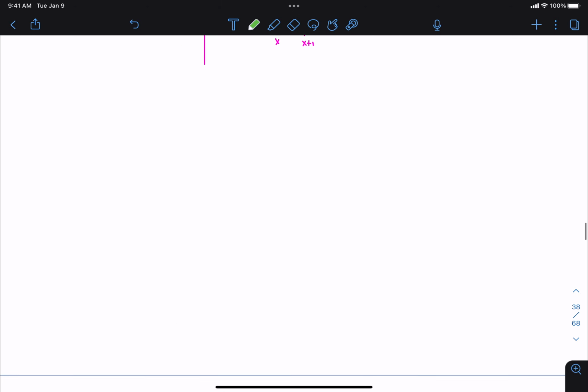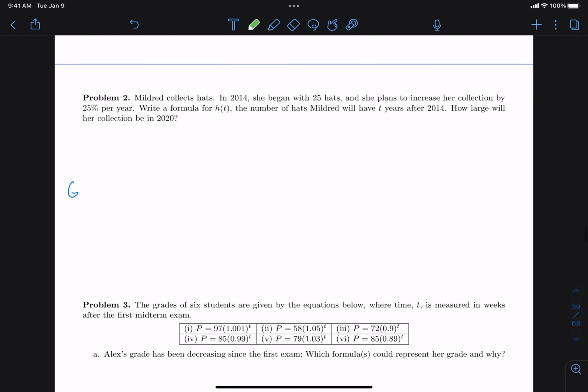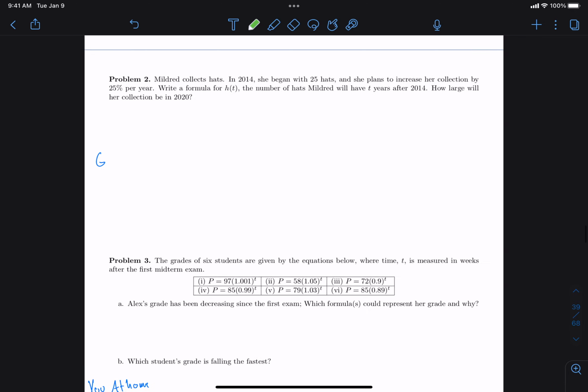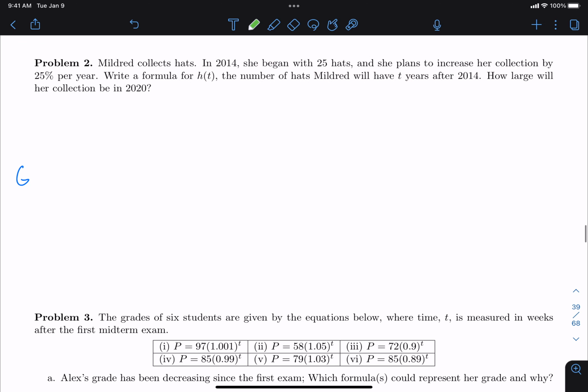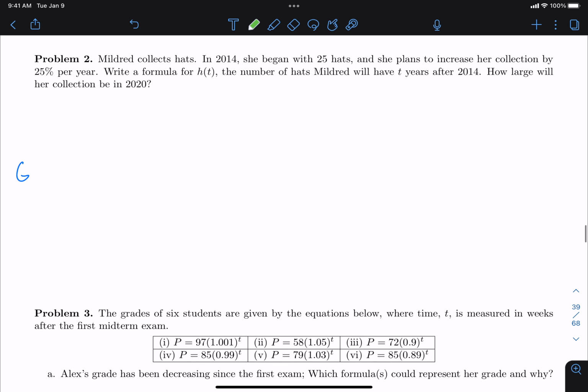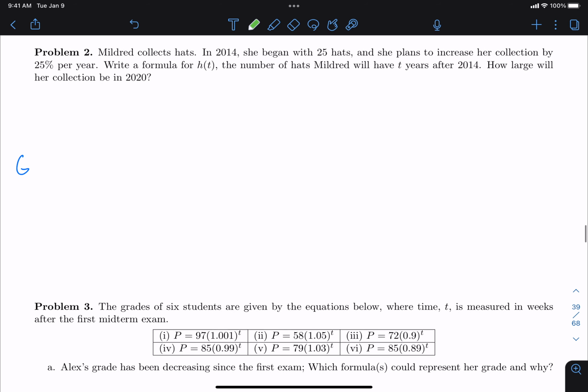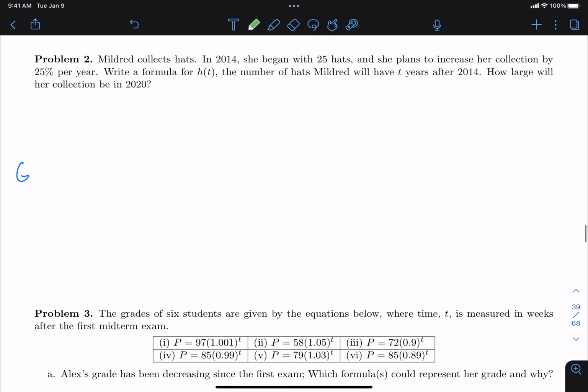All right. Then we're going to work on some group problems. Actually, just one group problem. We're going to work on Mildred with the hats. Okay, so in 2014, she began with 25 hats and plans to increase the collection. So let's try to write an exponential formula for this process, okay? And work on it with a partner, and I'll come by and help as needed.